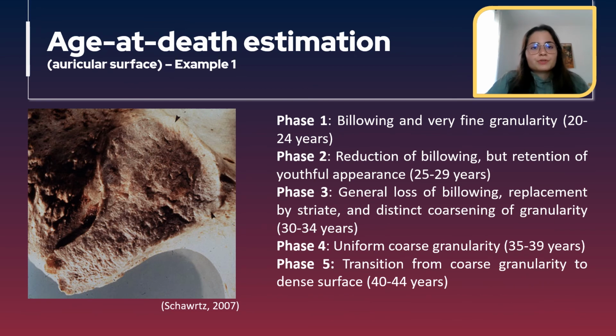So now we are going to try to estimate the age at death with this auricular surface. We don't see any billowing, which means that we can exclude phases 1 and 2. Looking at phase 3, in this phase we have striation and coarsening of granularity. We can see the granularity, but we don't see any striation, so it can't correspond to this phase.